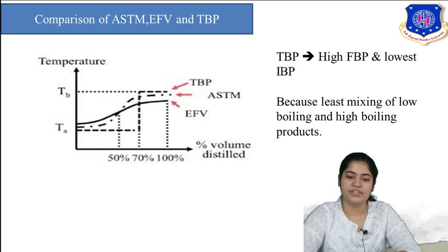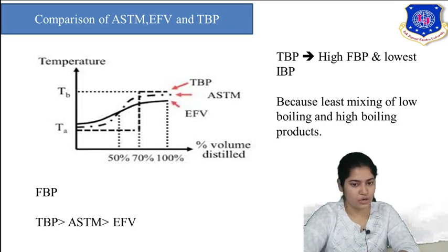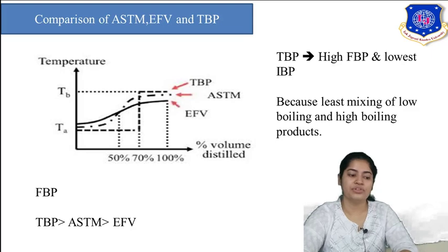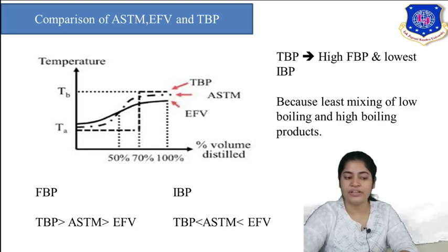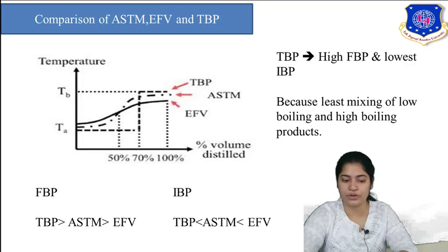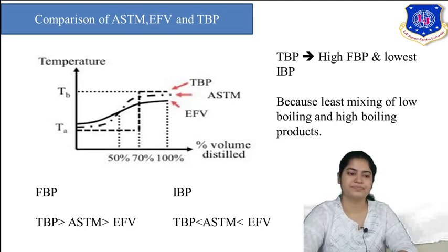Because of least mixing, you can see TBP gives you the highest final boiling point and the lowest IBP. So you can see the comparison for final boiling point: the final boiling point in TBP analysis is more than ASTM, which is more than EFV. Whereas for initial boiling point, TBP gives the minimum value, followed by ASTM and then EFV.